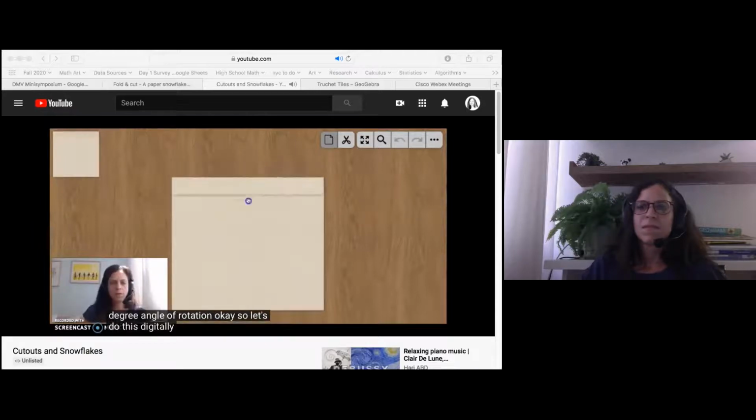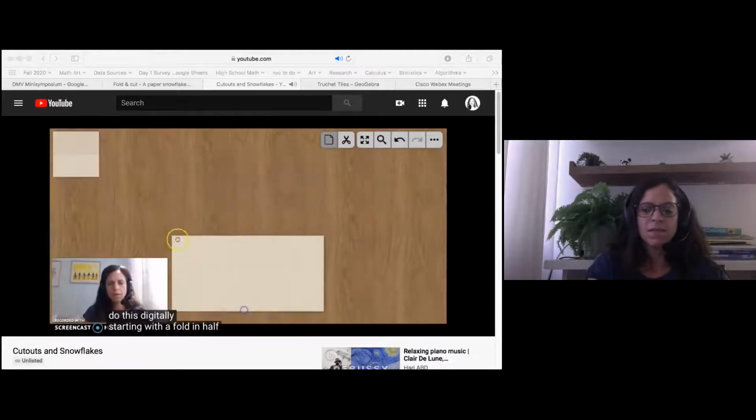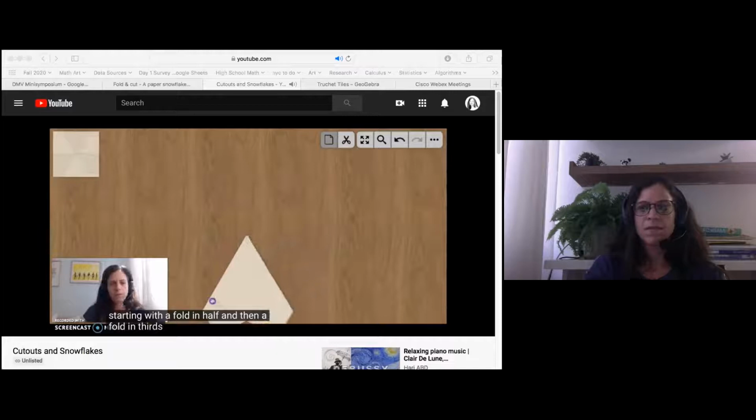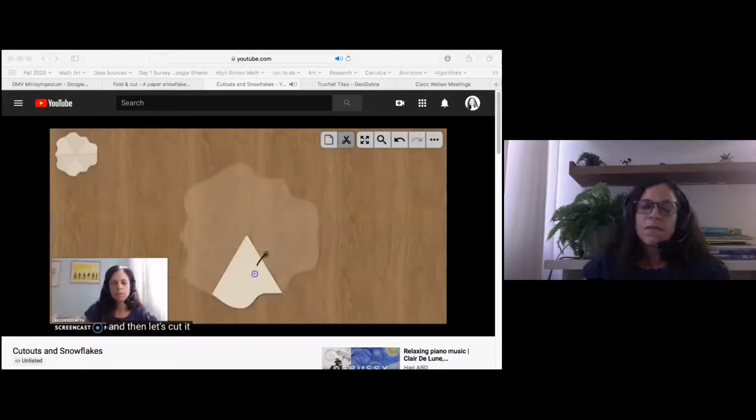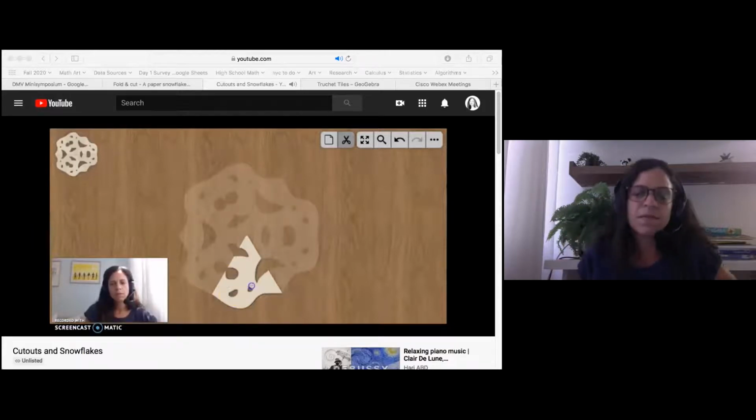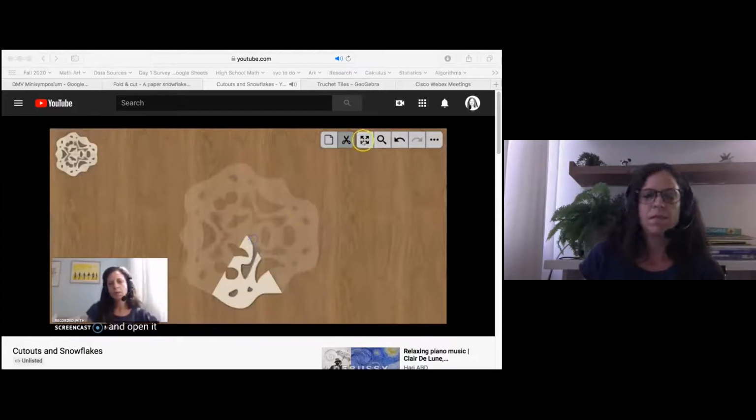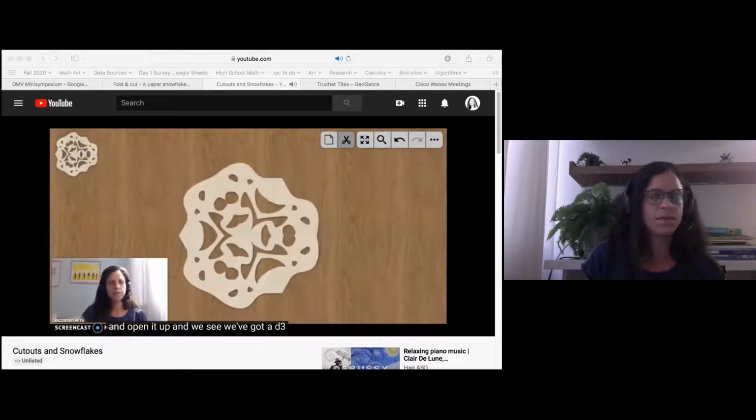Okay, so let's do this digitally, starting with a fold in half, and then a fold in thirds. And then let's cut it up. And open it up, and we see we've got a D3.